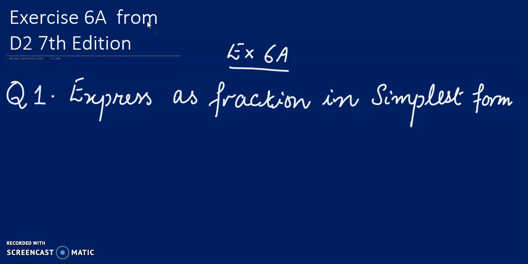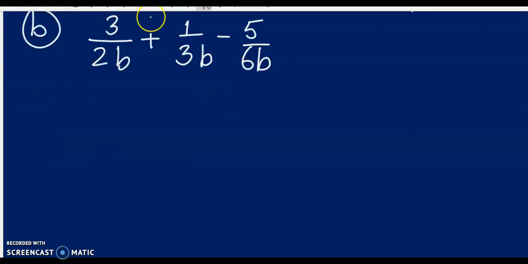Today we will do question number 1 of exercise 6a. The question states that express the given fraction in the simplest form. I'm going to do B part over here. B part is 3 over 2b plus 1 over 3b minus 5 over 6b.